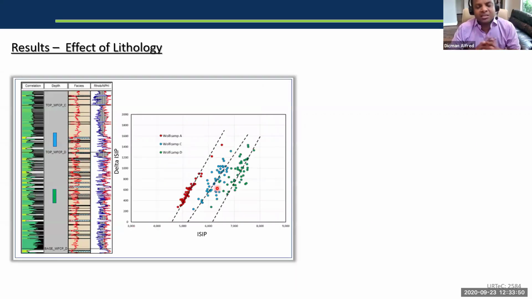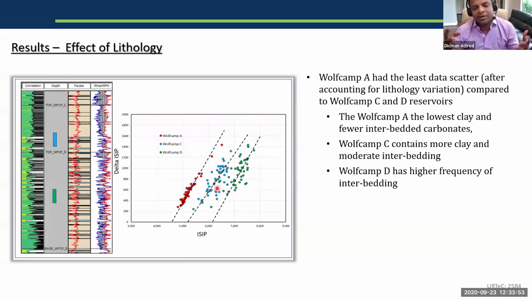Another thing I noticed about the Permian is the scatter. The Permian has four reservoirs: a Wolfcamp A, then a B, C, and D. What I noticed was the Wolfcamp A has the lowest clay, obviously, and a few interbedded carbonates. People who know me know I'm very big on this interbedded carbonates thing. Any petrophysical analysis in unconventionals should account for this interbedding because it affects a lot of things, including your completion design and your ability to access reservoirs. And you find that the Wolfcamp C has a little more clay and a little more interbedding compared to A.